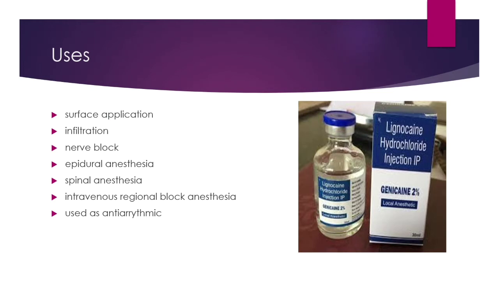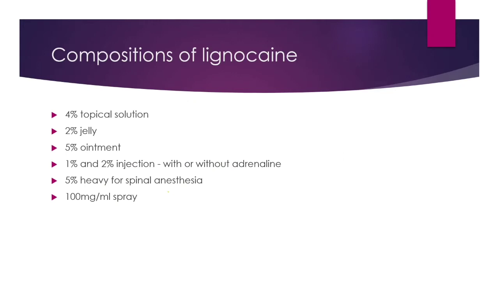What are the uses of lignocaine? It can be used as surface application. It can be used for infiltration, nerve block, epidural anesthesia, spinal anesthesia, intravenous regional block, and as antiarrhythmic. What are the compositions of lignocaine? We can use 4% topical solution, 2% jelly, 5% ointment, 1 and 2% injection with or without adrenaline. It can be used as 5% heavy for spinal anesthesia and we can use it as spray.